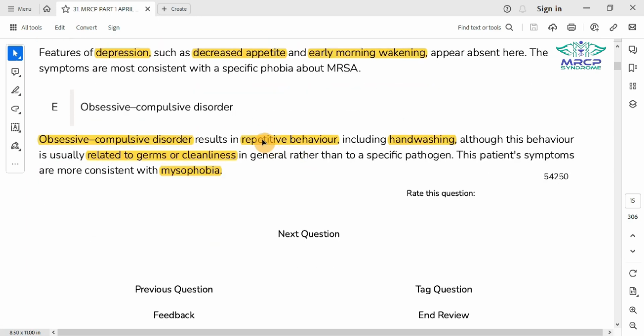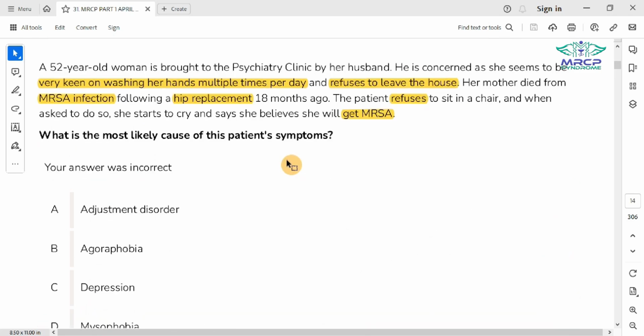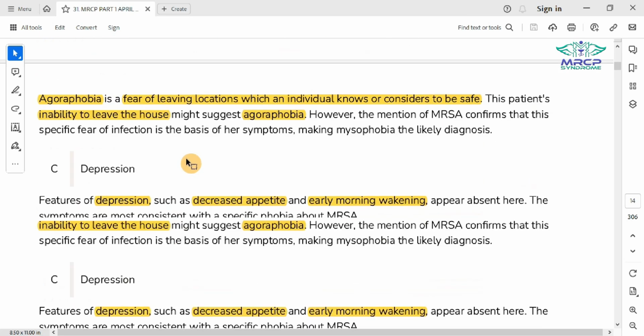An OCD patient will have repetitive behavior, including hand washing. Although this behavior is usually related to germs or cleanliness in general rather than to a specific pathogen, this patient's symptoms are more consistent with mesophobia. And in the original recall, it was actually a scenario of OCD, obsessive compulsive disorder, where the patient comes up with repetitive hand washing, with the intrusive features, with the features of obsession.